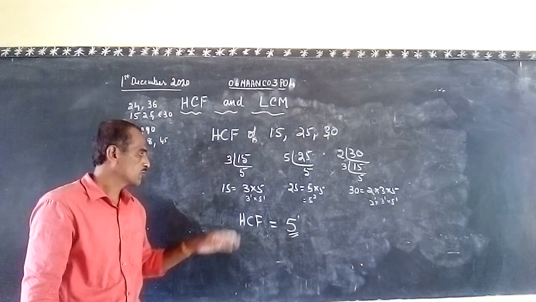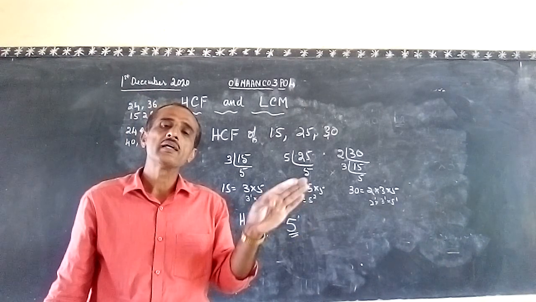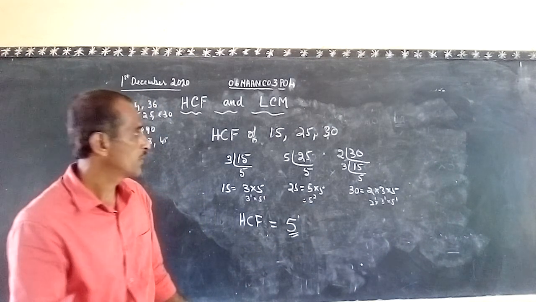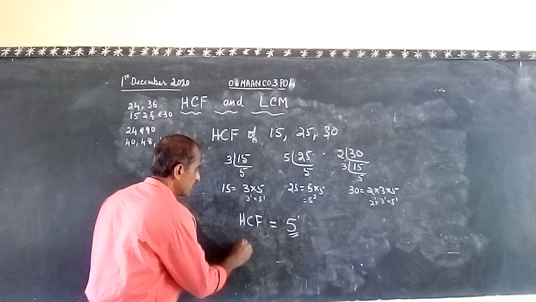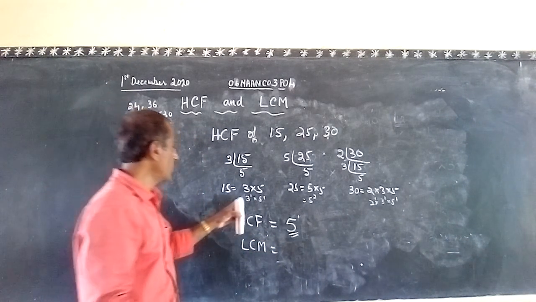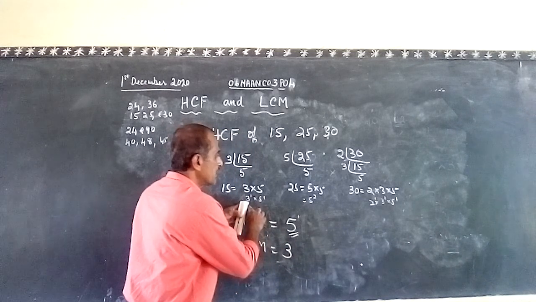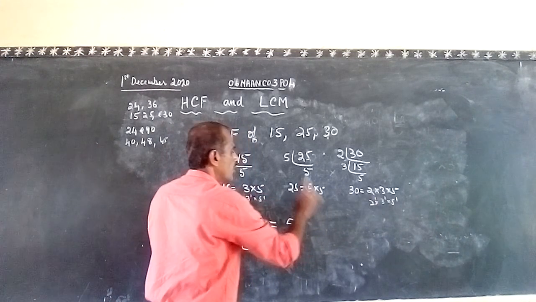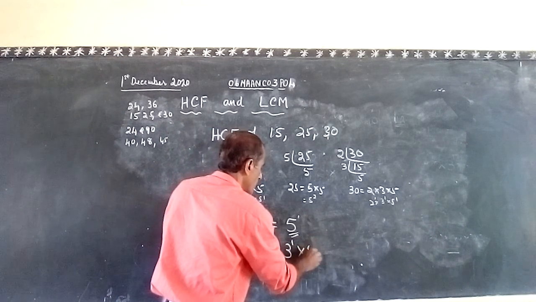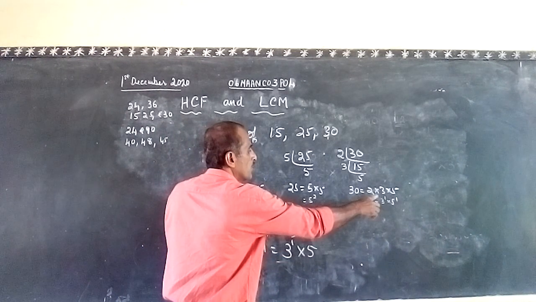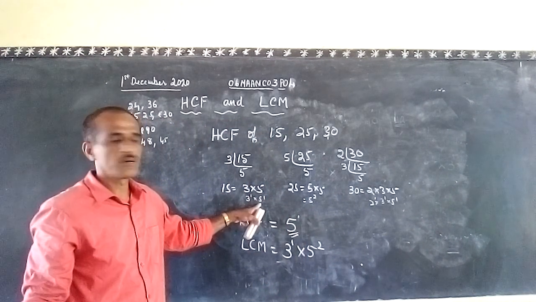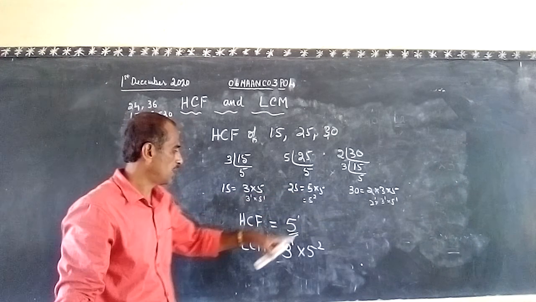Like this you have to take. If it is common in all the 3, the one having the least power you have to take as HCF. Okay. Suppose if it is asked you to find the LCM, what you have to do? Highest powers of all the numbers. So 3 is a factor. 3 to the power 1 here, 3 to the power 1 there, not there in 25. However, you have to take that 3 to the power 1. Then 5: 5 to the power 1, 5 to the power 2, 5 to the power 1. So 5 to the power 2 is the highest, so you have to take it.